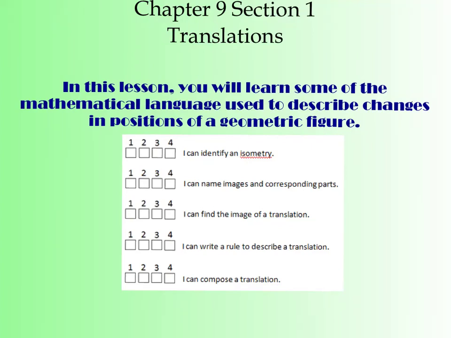We're starting chapter 9, which is going to be discussing different ways that we can manipulate geometric figures. So you'll see that there's 5 different objectives for this section. We need to identify what an isometry is, so that's a vocab word, and then also looking at images and corresponding parts. Again, with images, that's like after we've manipulated our object, we call it an image. So we're going to have to look at those and see whether they're translations, how do we describe those translations, and what happens if we compose a translation or do more than one thing to that geometric figure.